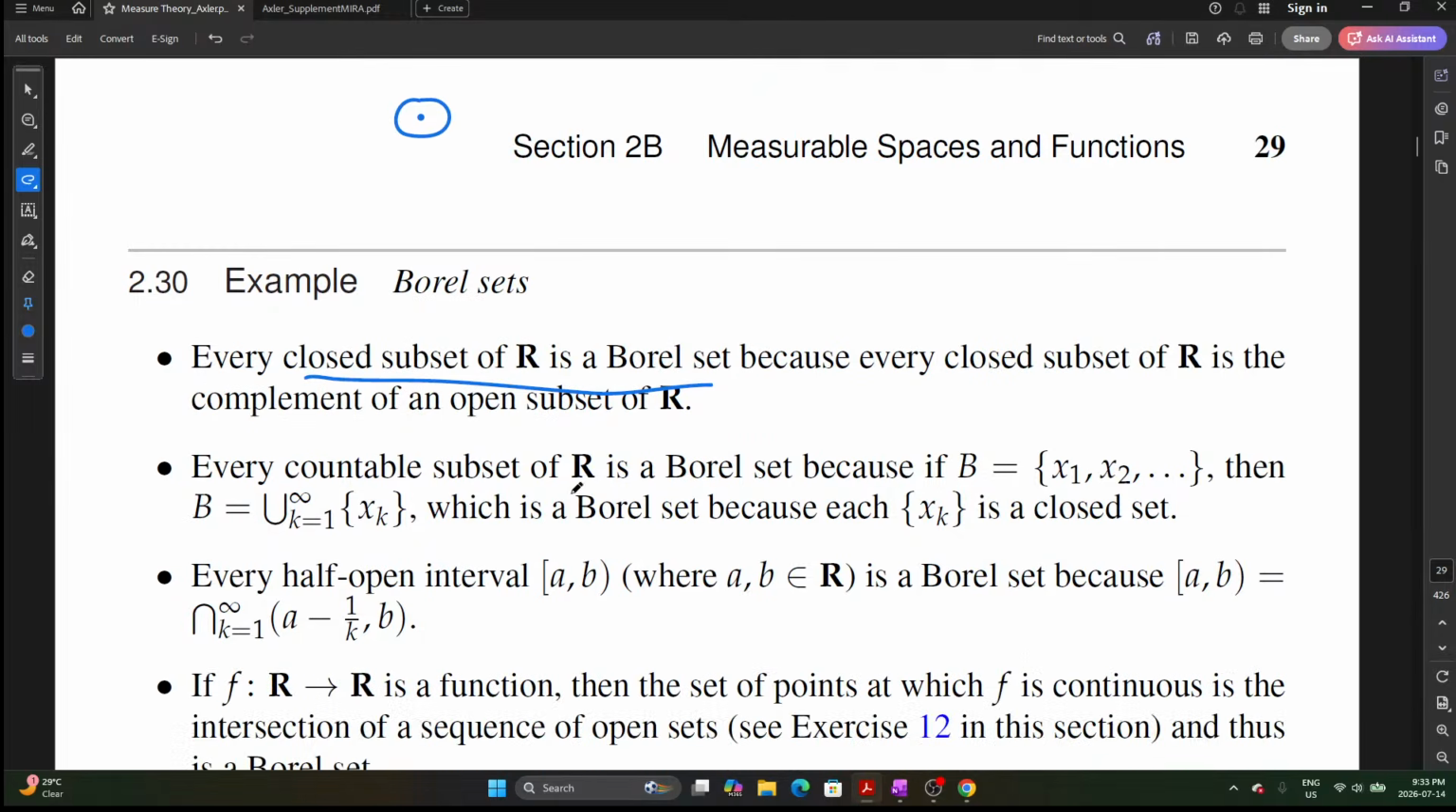Every countable set is a Borel set. Why? Because a countable set can be written as a countable union of singletons, and a singleton is a closed set. So a countable set is a countable union of closed sets, and therefore it is Borel. That's a nice result to know. Every half open interval is a Borel set. This is because you can use an approximation argument. So this is A, this is B.